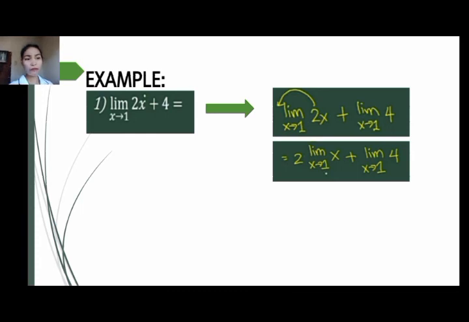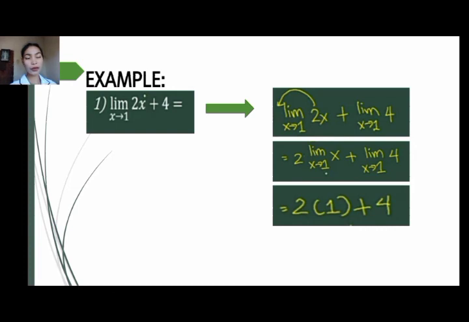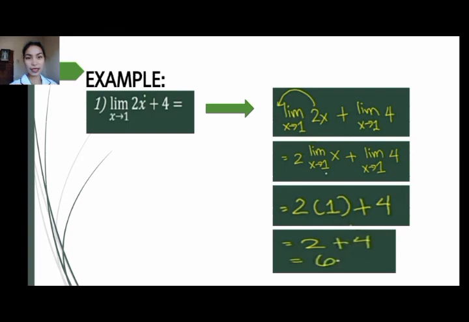The limit of x as x approaches 1, by using the identity rule, is just equal to 1, and we multiply it by our k, which is 2. So 2 times 1 plus our second term, for which we use the constant rule, 4. So 2 times 1 is 2, plus 4, and that is just equal to 6. So the limit of 2x plus 4 as x approaches 1 is equal to 6, and we get this limit by using the sum rule. That is how we incorporate our sum rule.